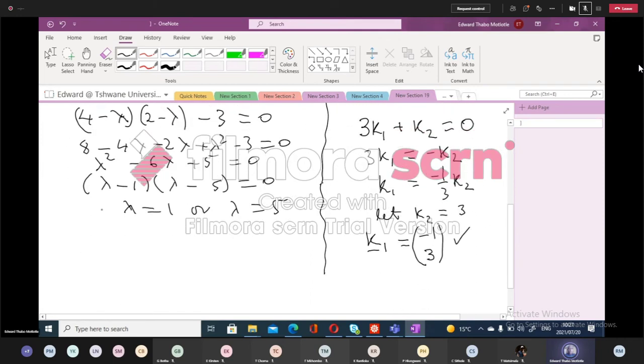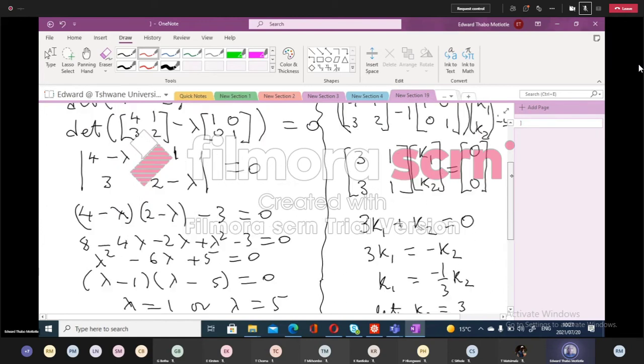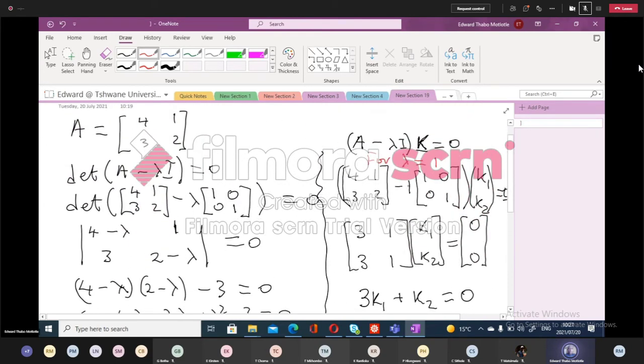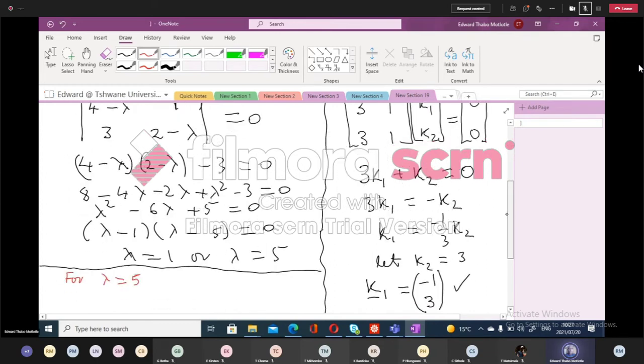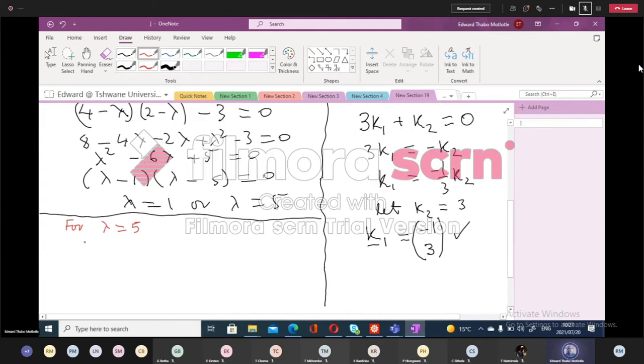I don't know where I'm going to do it. I'm running out of space. I don't want to go to the next page, so that when I explain anything, I remain on the same page. So for lambda equals 5, let's see what you are going to get. If I substitute 5 here, it's going to be 4 minus 5. It gives me minus 1. So my matrix here will be minus 1.